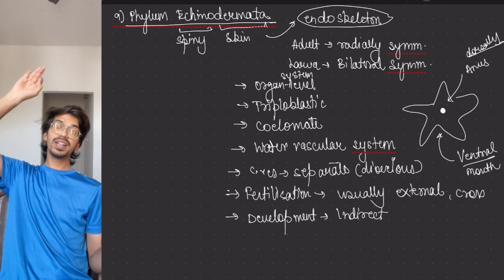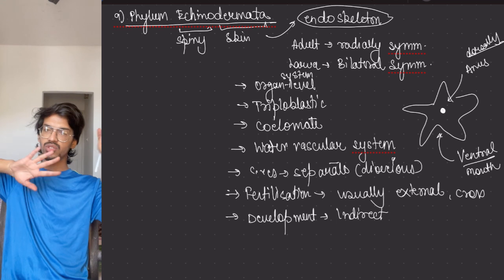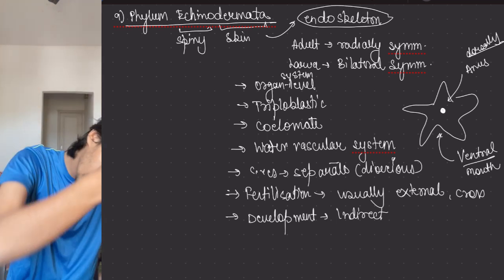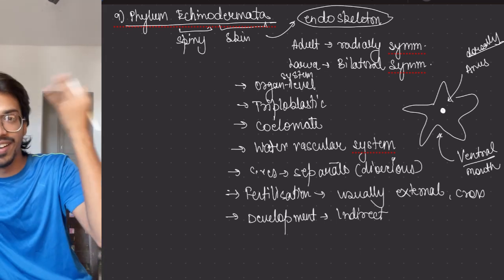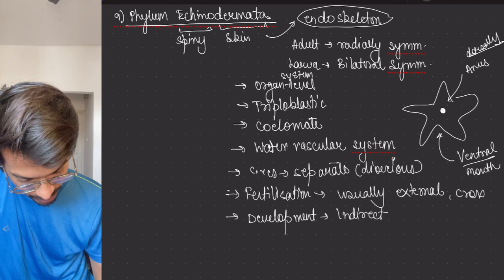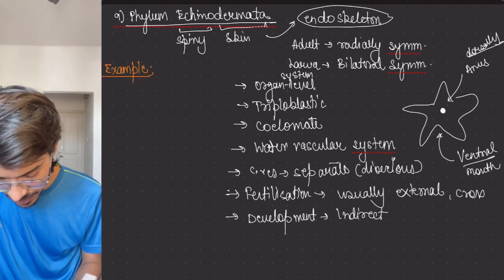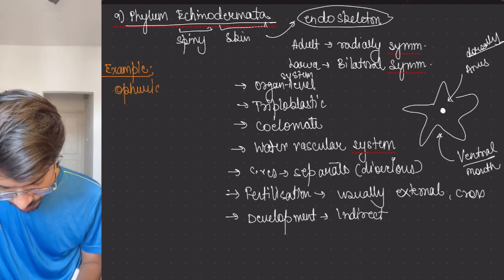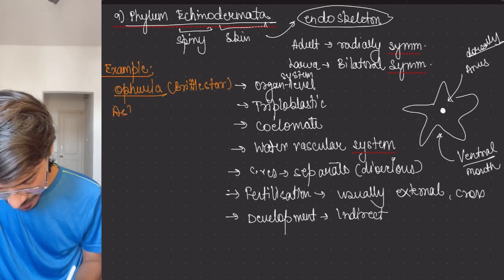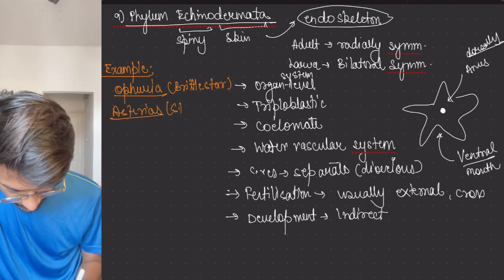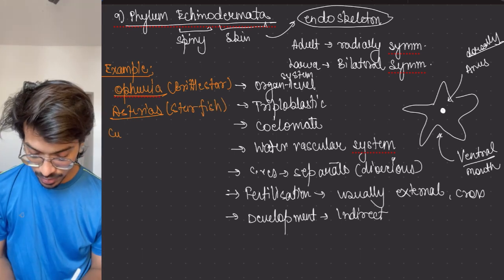Let's come to the examples. Two diagrams are given to you. One is Asterias, the starfish. The other looks like a starfish, but it is not a starfish, it is a brittle star. Okay, so let's do the rest of the examples which are important to us. So what are the examples of this phylum? First is Ophiura. Ophiura is the brittle star. Then we have Asterias. Asterias is the starfish. What are other examples given to you? Yes, then Cucumaria.